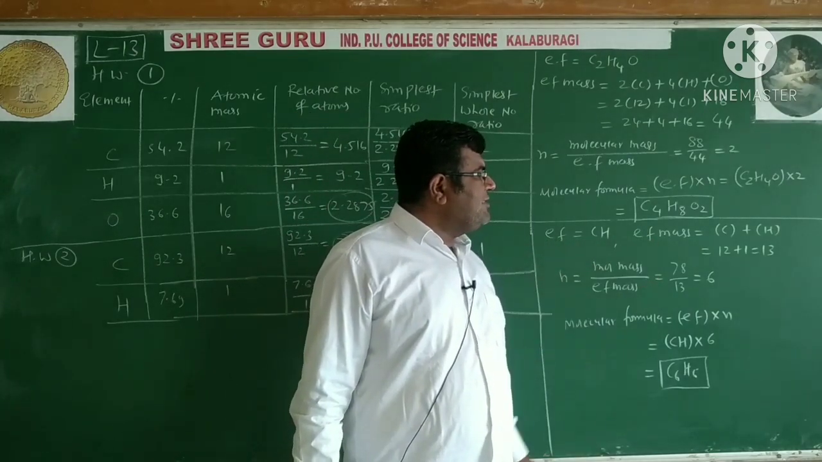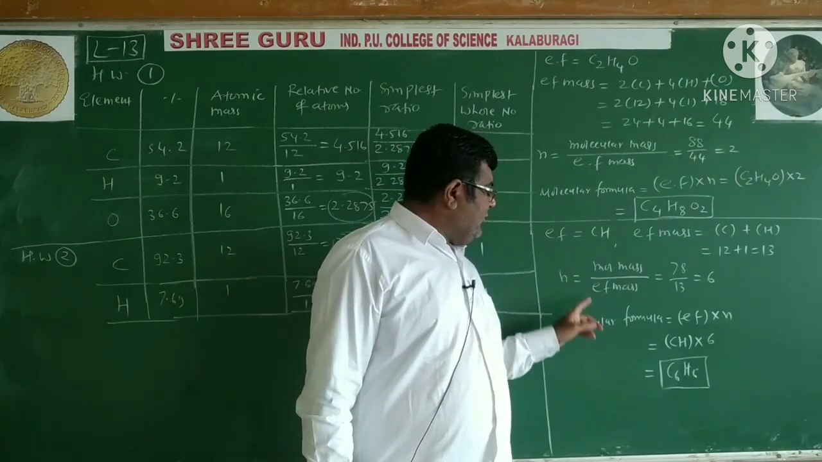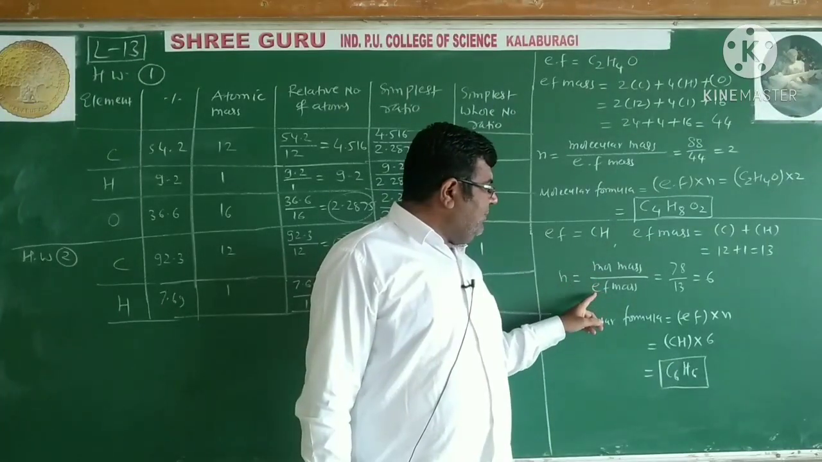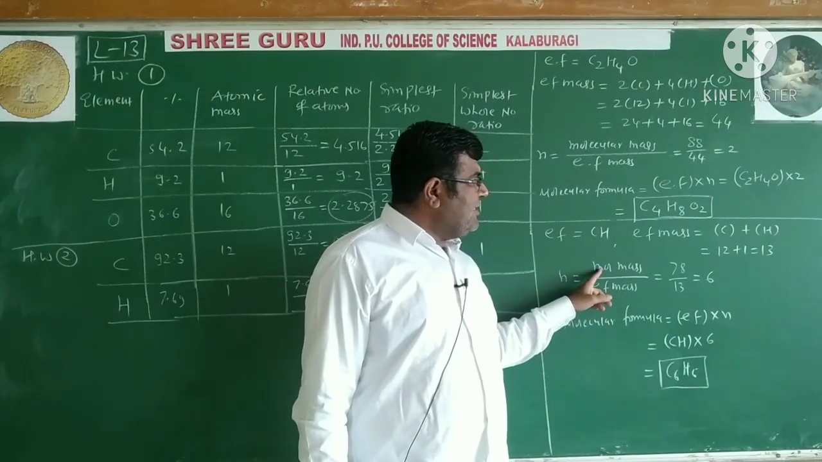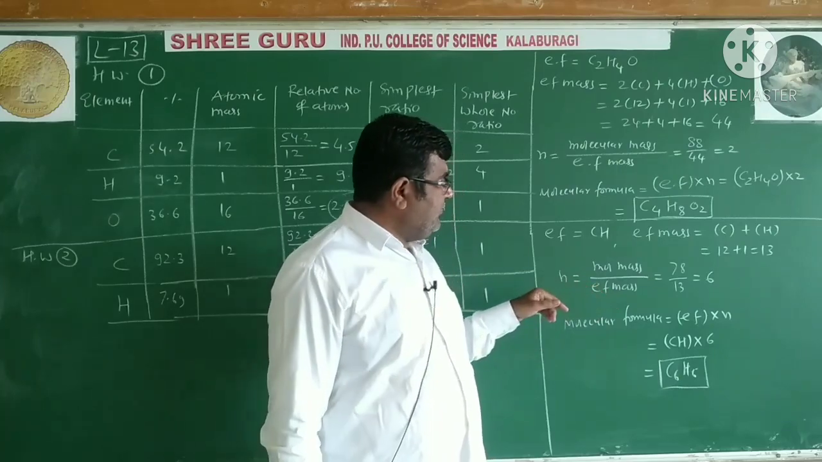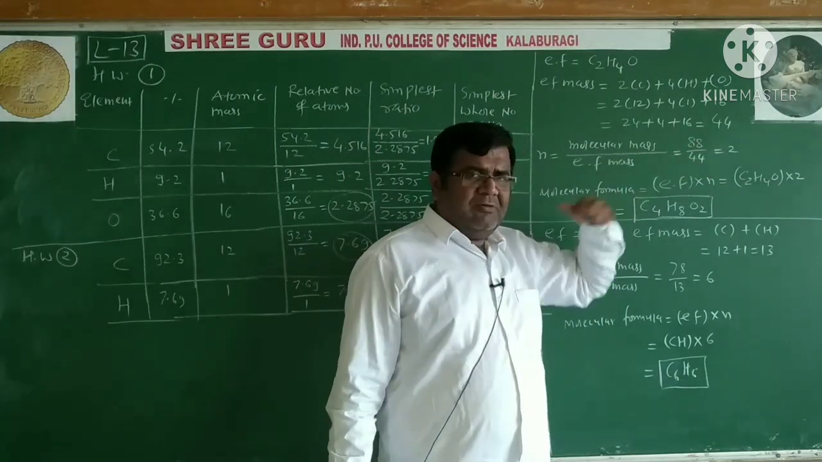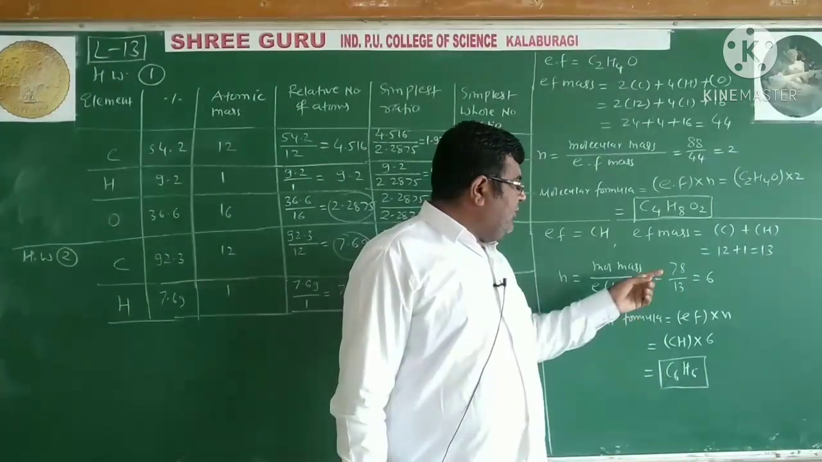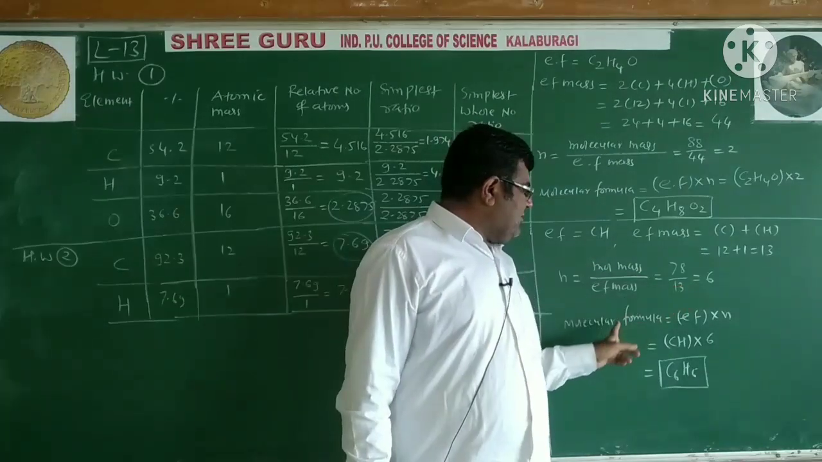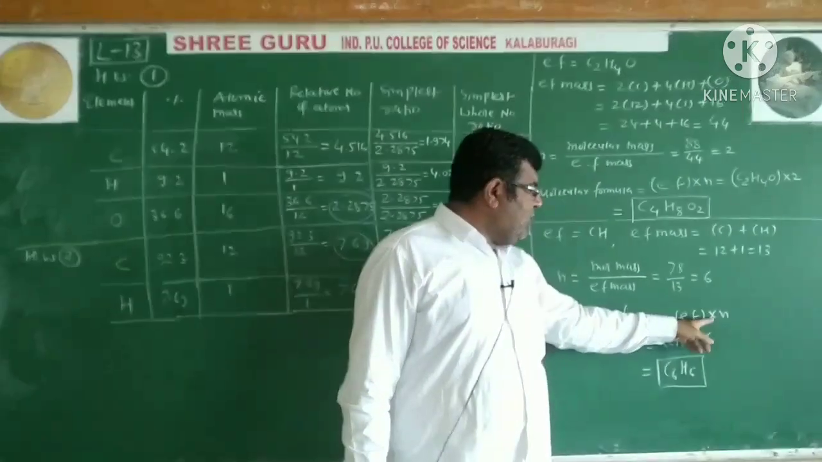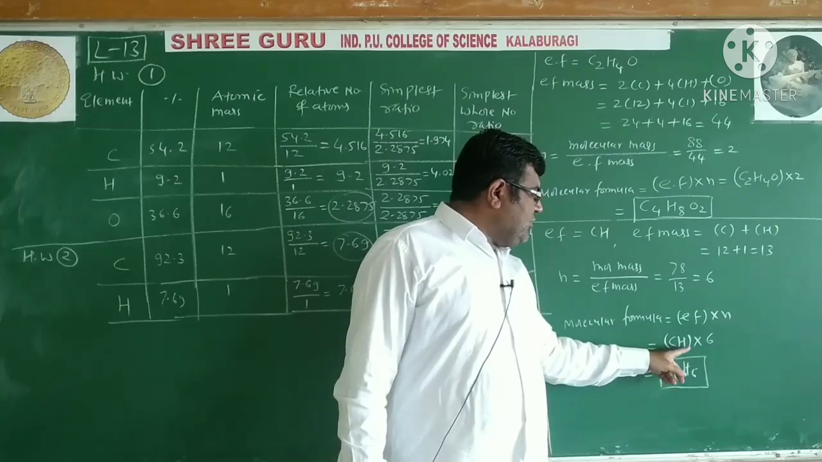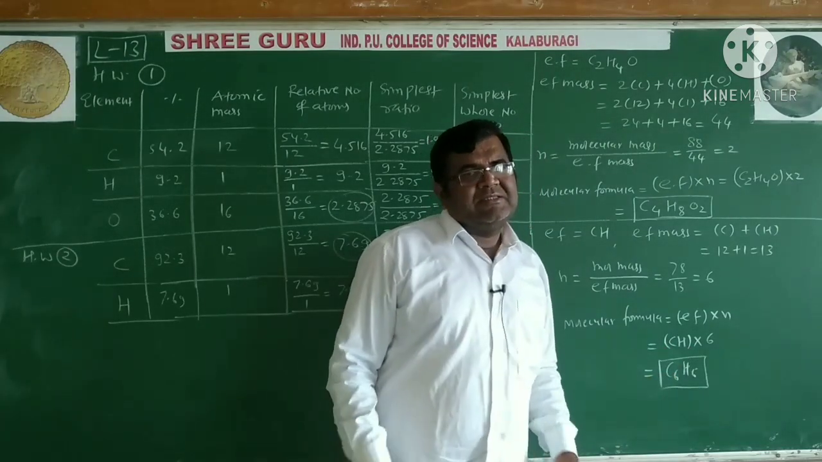Empirical formula mass is 12 plus 1, 13. N equals molecular mass by empirical formula mass. Molecular mass is given in the question, 78. This 78 also was given in the question. 78 by 13 is 6. Molecular formula is equal to empirical formula into N. CH into 6, so it is C6H6.